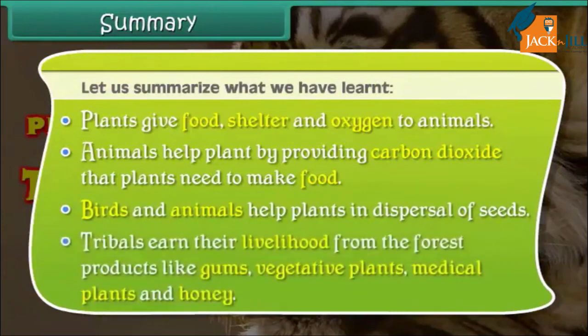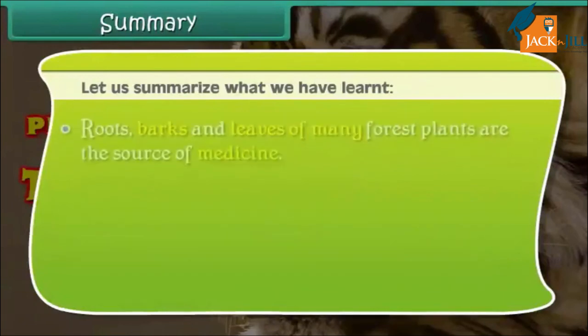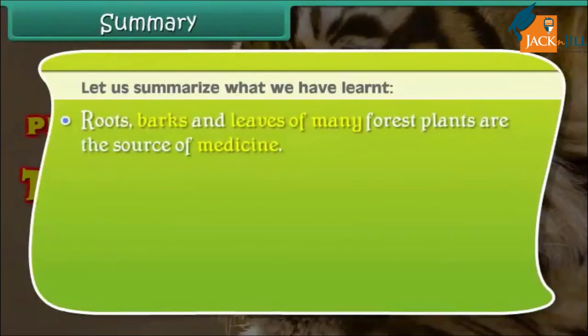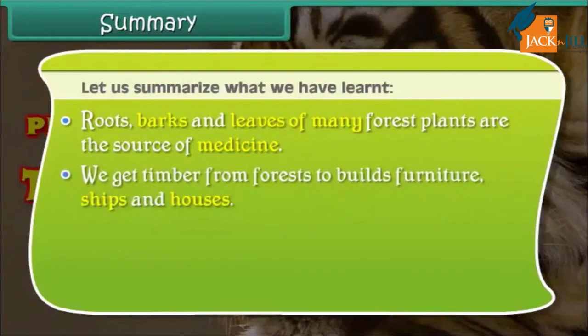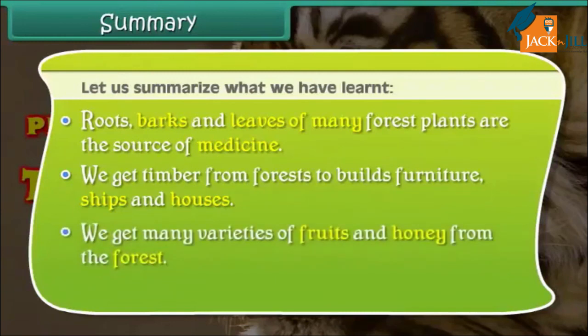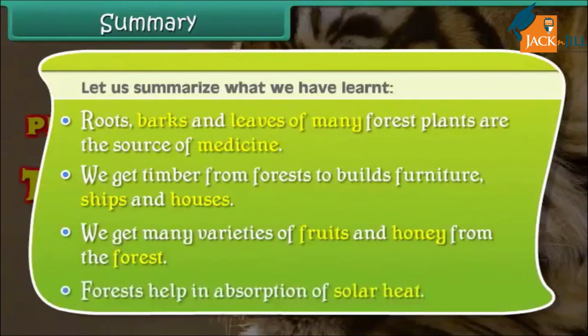Tribals earn their livelihood from forest products like gums, vegetable plants, medicinal plants, and honey. Roots, barks, and leaves of many forest plants are the source of medicine. We get timber from forests to build furniture, ships, and houses. We get many varieties of fruits and honey from the forest. Forests help in absorption of solar heat.